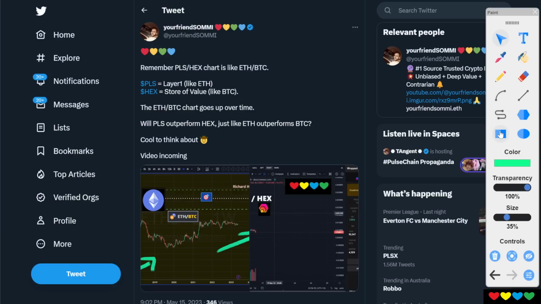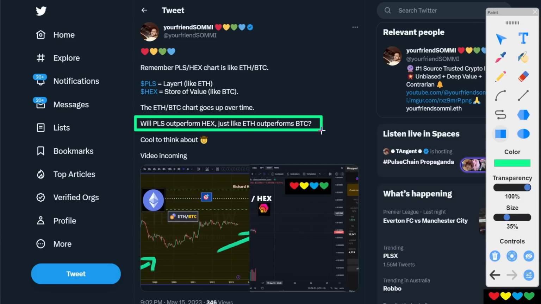Okay, so remember, Ethereum, the layer one, just like Pulse. And then you have HEX, which is the store of value Bitcoin. So you've now known, you get to see ETH BTC goes up over time. I'm asking you, will Pulse outperform HEX? Just like ETH outperforms BTC, right?